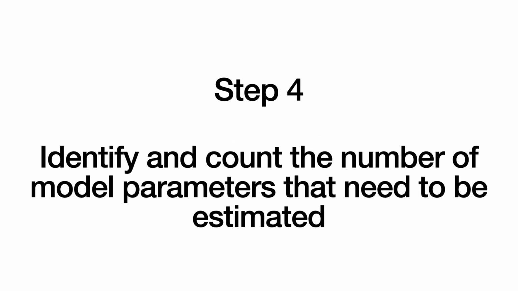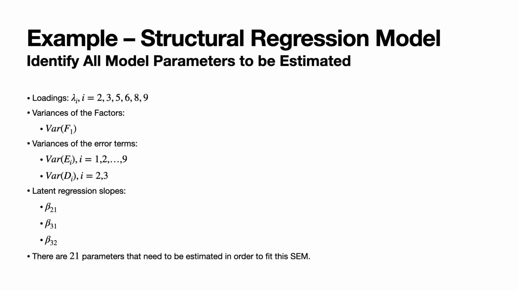Next we have step 4. Identify and count the number of model parameters that need to be estimated. And so first we have the loadings. Recall that lambda 1, lambda 4, and lambda 7 will each be set to 1 for identifiability and scaling purposes. And so we have 6 parameters to be estimated here: lambda 2, lambda 3, lambda 5, lambda 6, lambda 8, and lambda 9.